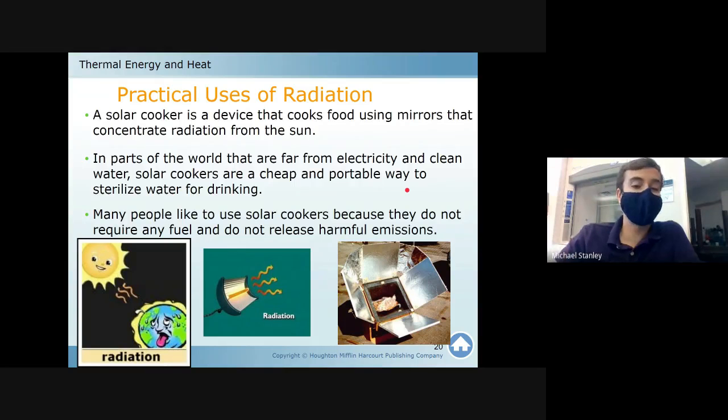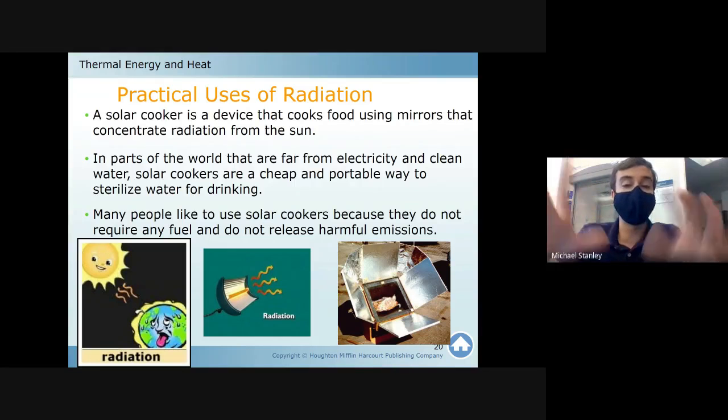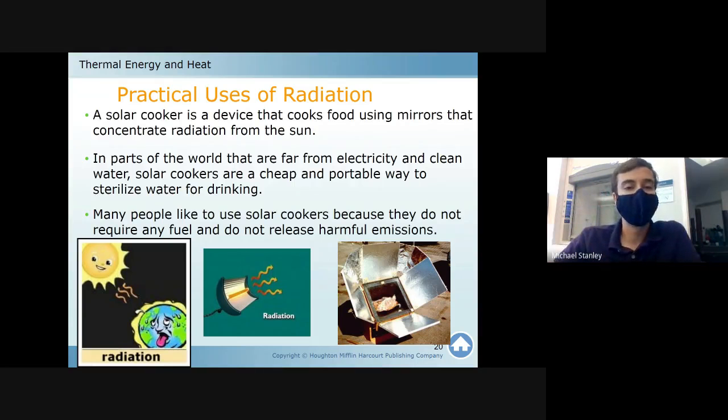So it's nice because it doesn't require any energy, it doesn't require any electricity. You're using something that's already naturally being produced from our sun. And you're capturing all of that heat energy and focusing it into a concentrated area.